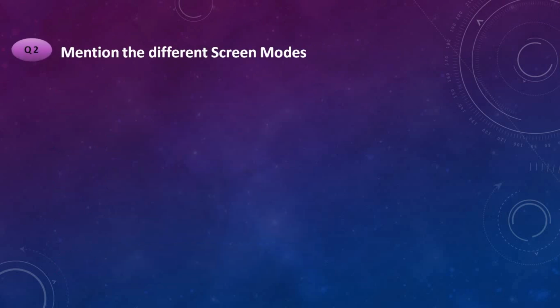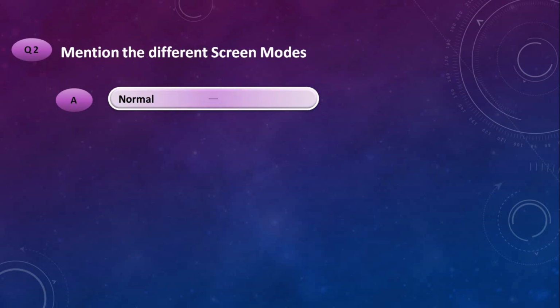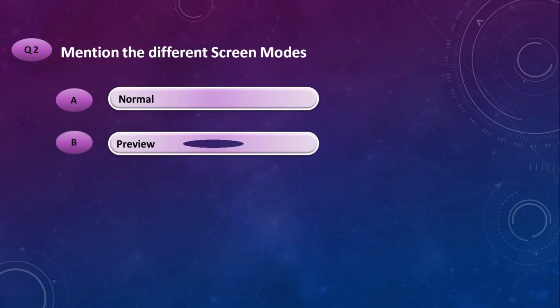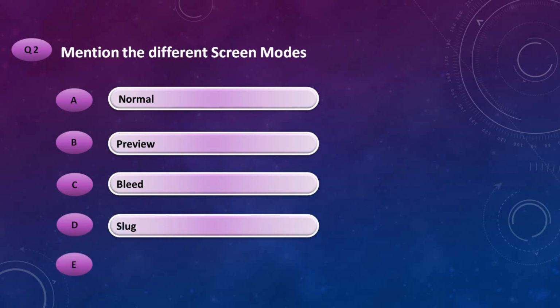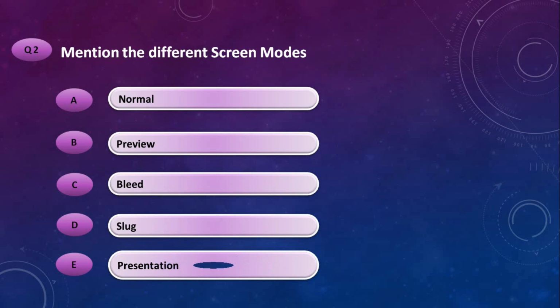The next question, mention the different screen modes in InDesign. Normal. Next one we have preview, bleed, slug, and presentation. So these are the different screen modes that we have in InDesign.